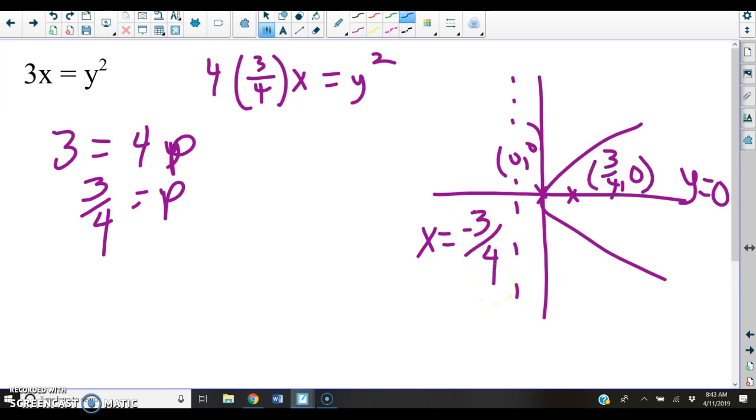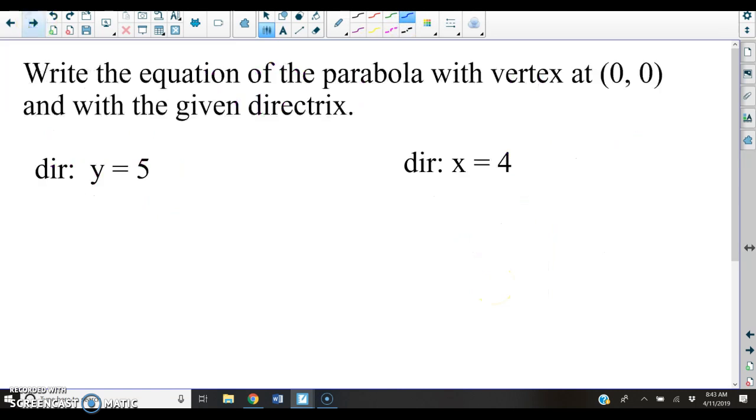I gotta have a new color. I've seen that one enough. Okay, this isn't a whole lot different.